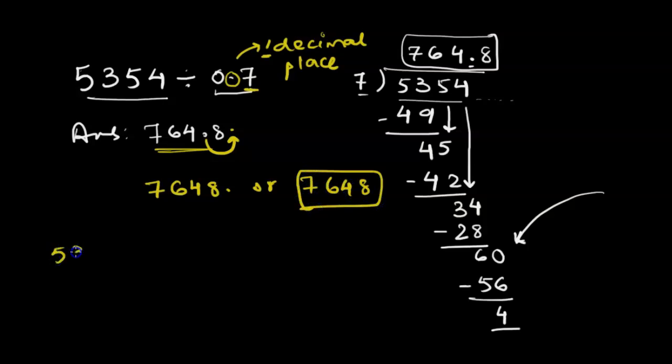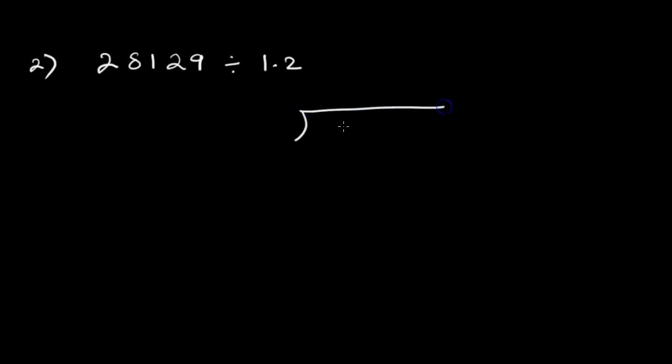Therefore, we can conclude that when 5354 is divided by 0.7, the answer that we get is 7648. Let's do another question for the sake of practice. Let's say we have to divide 28,129 with 1.2. We would just put it considering there is no decimal. So we have 28129 and we would put 12 outside.